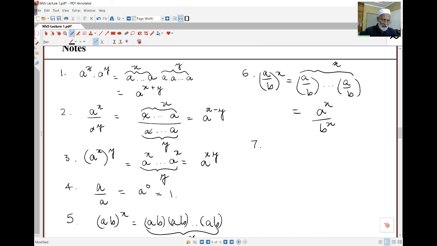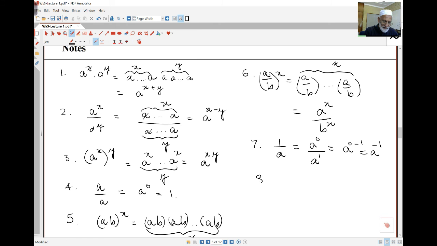Now step 7 is taking a look at 1 over a. Now that's actually a to the 0 over a to the 1. And if I use my law, the second one, that becomes a to the 0 minus 1. That's a to the negative 1. So that is a to the negative 1 becomes 1 upon a.